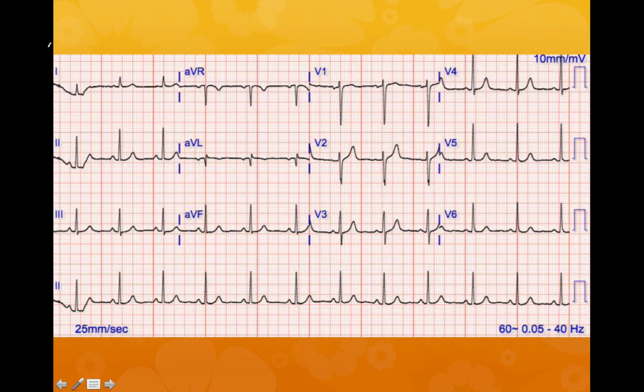Now let's move on to an example, and now I'm going to give you a quick way to say if the axis is normal or not. If we look at lead 1, the QRS is positive. If we look at lead AVF, it's also positive. We can actually say that this is a normal axis.